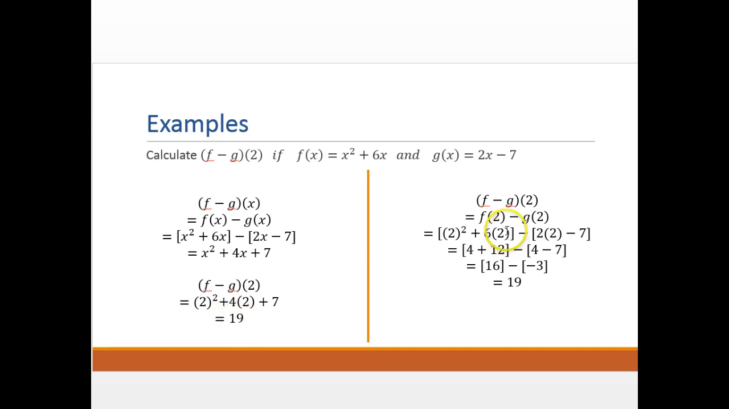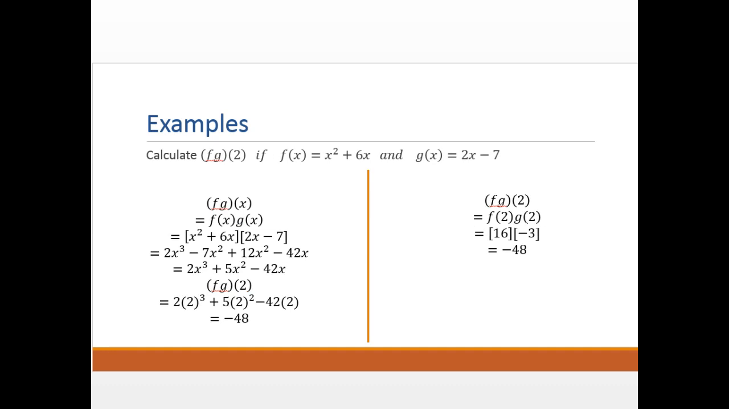Again, the same situation here. If we want to evaluate at 2, we get 16 minus a negative 3. It becomes 16 plus 3, which is 19. We have the product. Sometimes this is a lot easier on the product. F of 2 times g of 2. I didn't plug these in here because we already knew what f of 2 was. F of 2 from the previous two examples was 16. G of 2 from the previous two examples was negative 3. So 16 times negative 3 is negative 48.